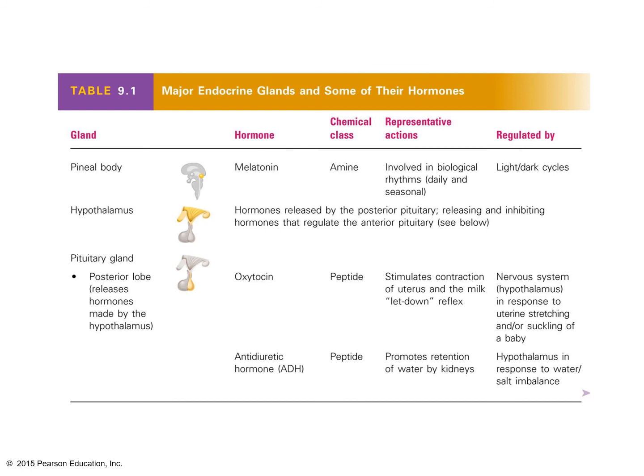The other hormone produced by the posterior lobe is antidiuretic hormone, or ADH, also known as vasopressin. This is also a peptide-based hormone and promotes retention of water by the kidneys. The hypothalamus produces this in response to water or salt imbalance. We'll talk more about this specific mechanism in the urinary system.